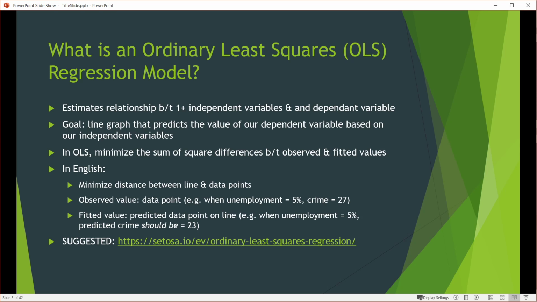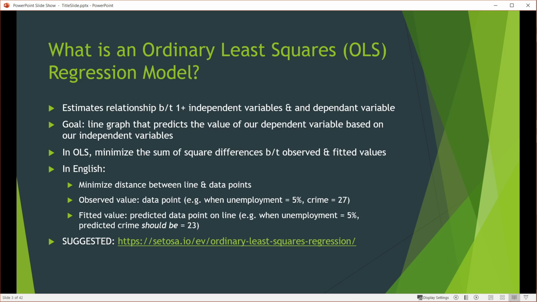So in English, what does that mean? We minimize the distance between our line and our data points. An observed value is a specific data point. For example, when unemployment is equal to 5%, crime is equal to 27. So that is a data point. And a fitted value means what is the data that would be predicted on the line. For example, when unemployment equals 5%, the predicted value on the line would be 23.